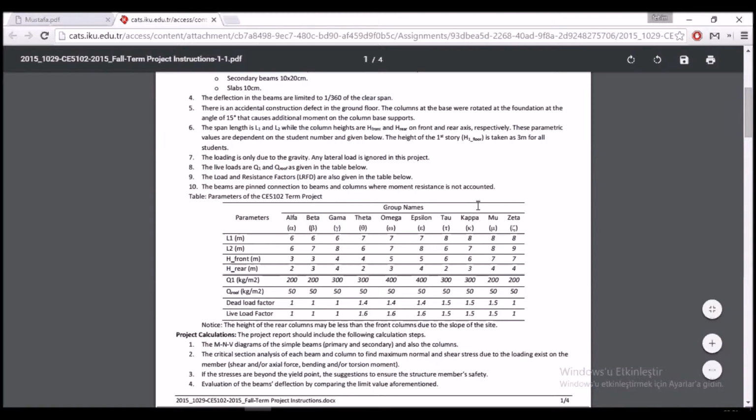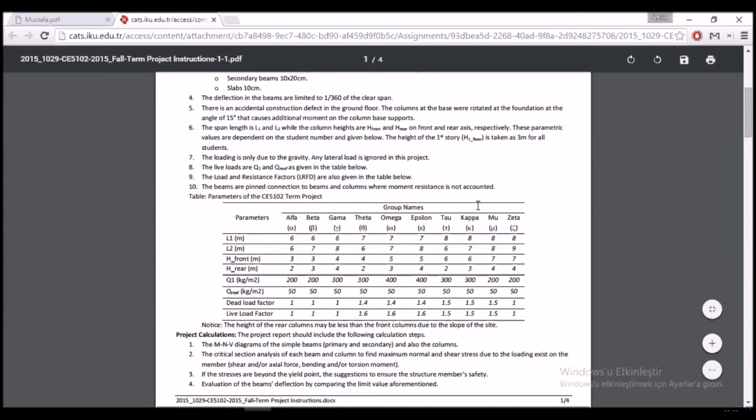First, I'd like to show you group Epsilon's structures, measures, and loads. As you can see here, our roof's L1 is 7 meters, L2 is 8 meters, H front is 5, and H rear is 4 meters. And loads are 50 kilograms per meter square and 400 kilograms per meter square, and our dead and live load factors are 1.4 and 1.6, and the rest of the measurements, such as cross-section of T and L beams, etc., are the same for all of us.